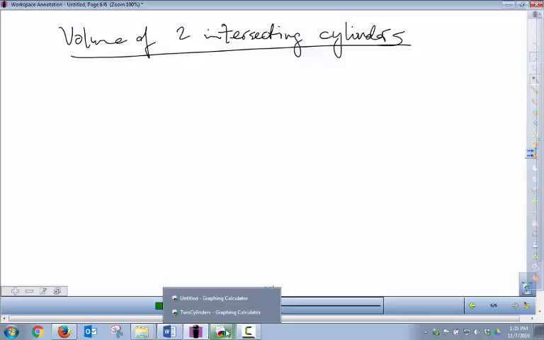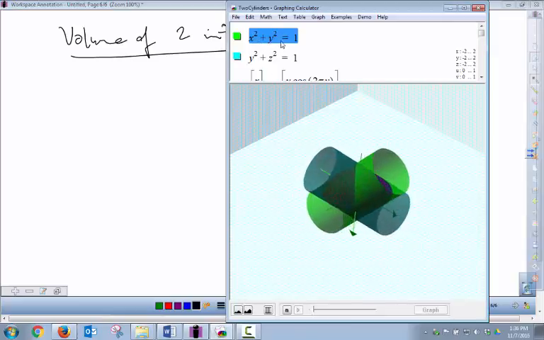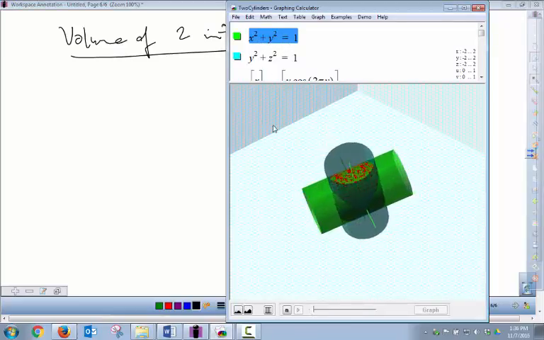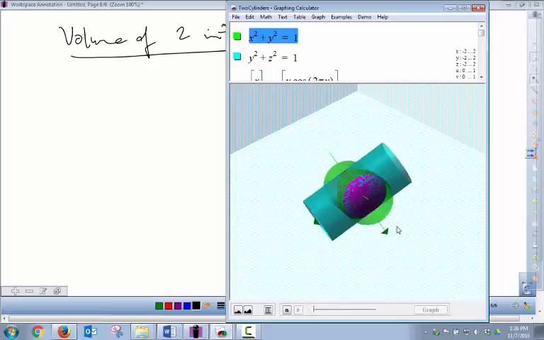So we can pick any two cylinders. If we imagine the cylinders intersecting at the origin, there's actually three cylinders, but we could just pick any two of them. And I think I have a drawing of it, two cylinders here. So I have x squared plus y squared is equal to 1 as one cylinder, and y squared plus z squared is equal to 1 as the other cylinder.